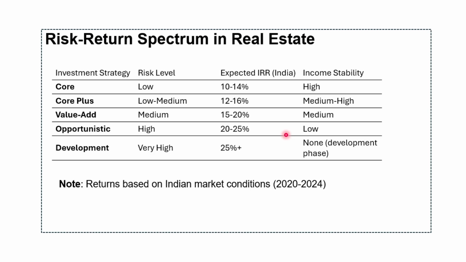Then we have core plus investments, which step up the risk slightly to lower medium levels, targeting 12 to 16% IRR with medium-high income stability. These might be good quality properties that need minor improvements or are in emerging but established markets.